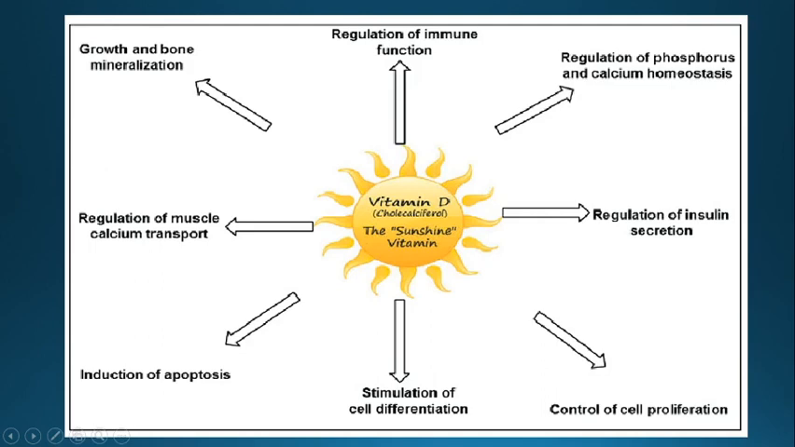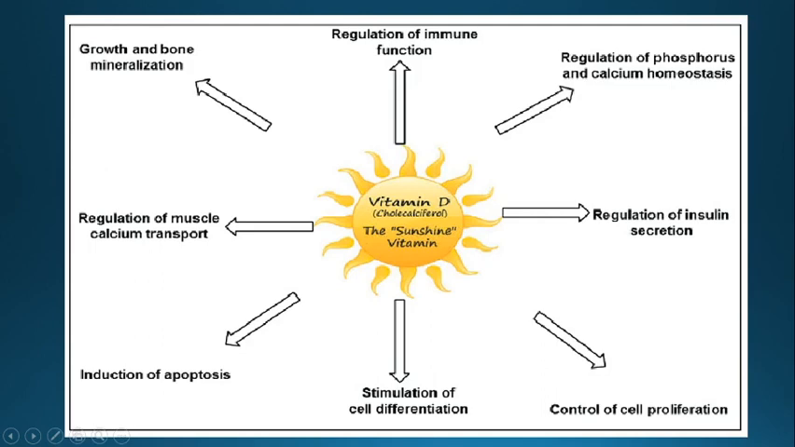Then the other one is regulation of immune function. It means it gives protection to our body from external harmful factors like microbes. Also, it regulates phosphorus and calcium homeostasis. It means regulation of phosphorus and calcium levels in our body. Then regulation of insulin secretion. Insulin helps to maintain the blood sugar level. So, this is a very important function.